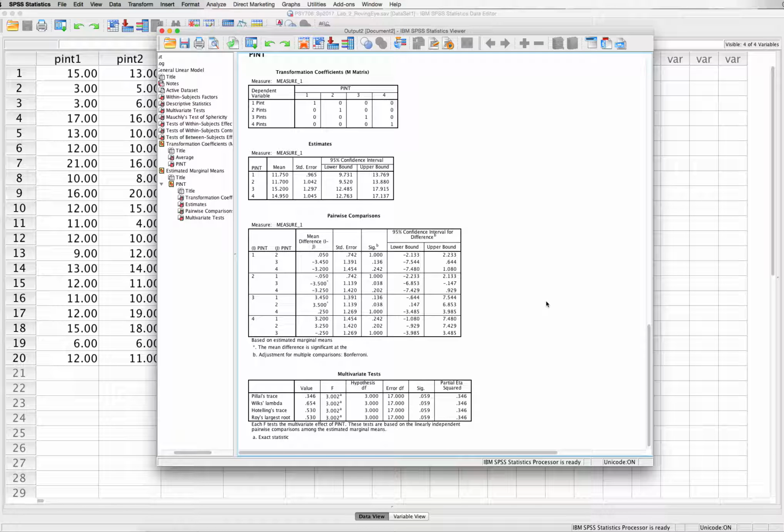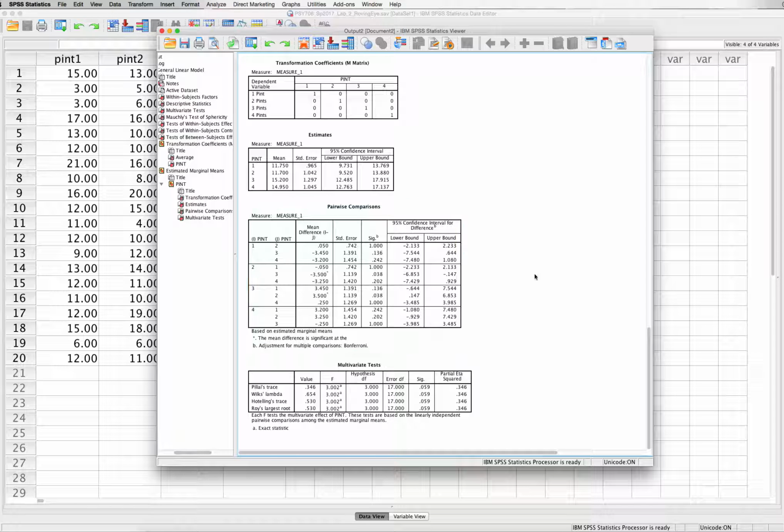Now, typically when you're running a one-way repeated measures ANOVA, or any kind of ANOVA, you're not running planned contrasts and post hoc comparisons at the same time, but I'm just showing you that for the sake of teaching. And when you're writing your APA style interpretation, unless asked to write about post hoc comparisons, you will just skip that.